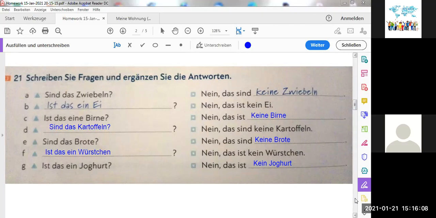Schreiben Sie Fragen und ergänzen Sie die Antworten. I read for you also. Wait. Okay. Schreiben Sie Fragen und ergänzen Sie die Antworten. What does it mean, this sentence?